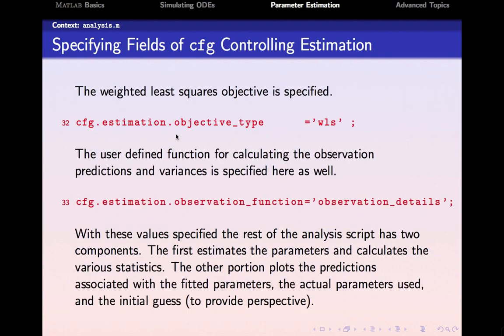I need to tell it what type of objective I'm going to have, so I have my objective type set to weighted least squares, and by default the function that I use for the standard observation is the observation_details.m file. So now the rest of the analysis script has two components. First, the component that defines the parameter estimates and calculates the solution statistics, and then the other portion plots the values.